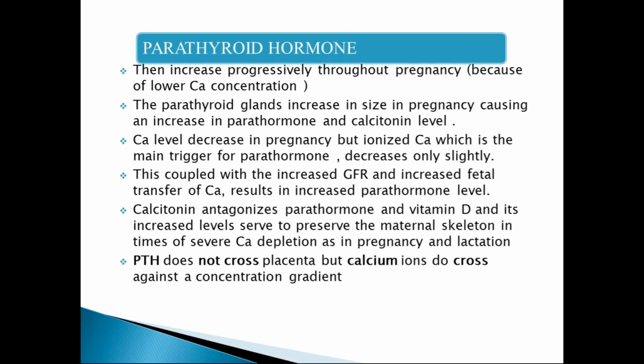Coming to parathyroid hormones, they increase progressively throughout the pregnancy. Parathyroid glands increase in size in pregnancy, which causes an increase in parathormone and calcitonin levels. Calcium level decreases in pregnancy, but ionized calcium, which is the main trigger for parathormone, decreases only slightly. Thereby, the parathormone also reduces slightly. Calcitonin usually antagonizes parathormone and vitamin D, and its level increases, which serves as maternal skeleton protection, and thereby it also helps in pregnancy and lactation. Parathyroid hormone does not cross the placenta, but calcium ions do cross against a concentration gradient.